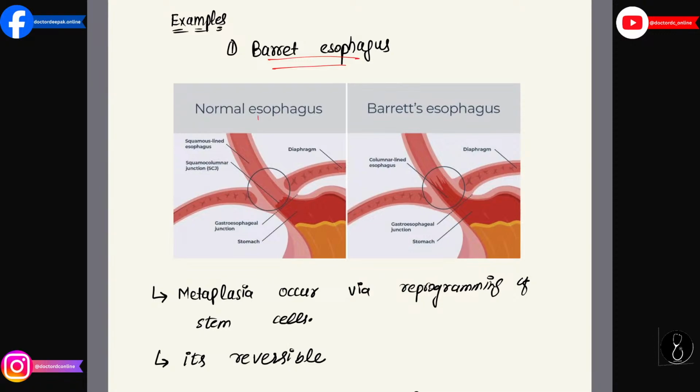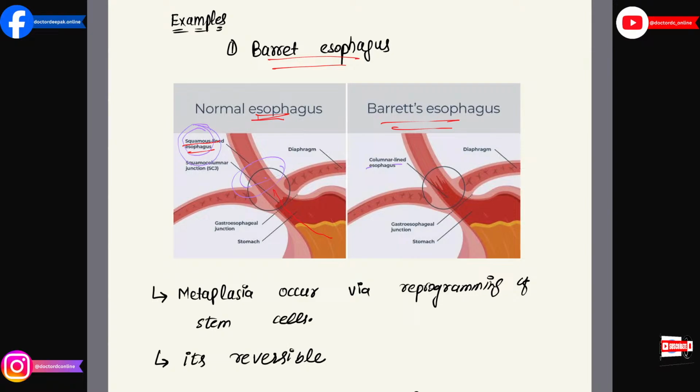Here is the normal esophagus. In the normal esophagus, we have squamous lined epithelium. But in Barrett esophagus, when the acid goes from the stomach toward the esophagus, that acid puts a stress on the esophageal epithelium. That squamous epithelium cannot handle this stress, and that stress will lead to a change of epithelium. That squamous epithelium is going to be replaced with columnar epithelium.